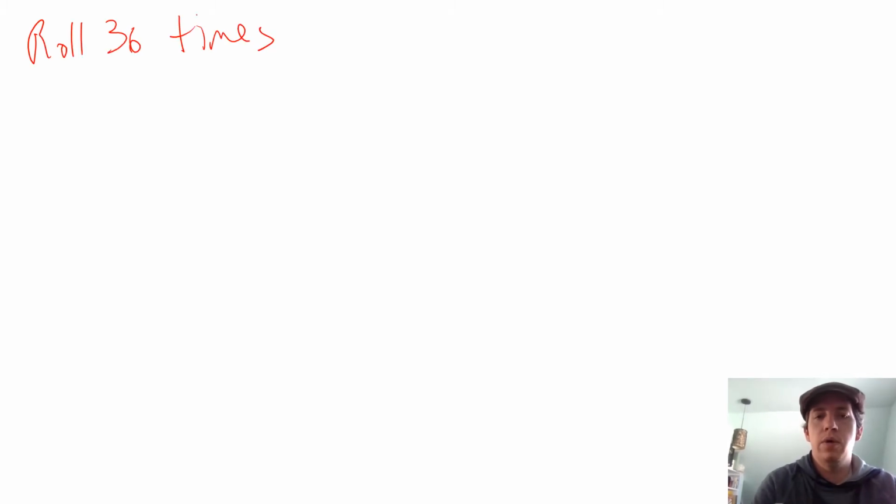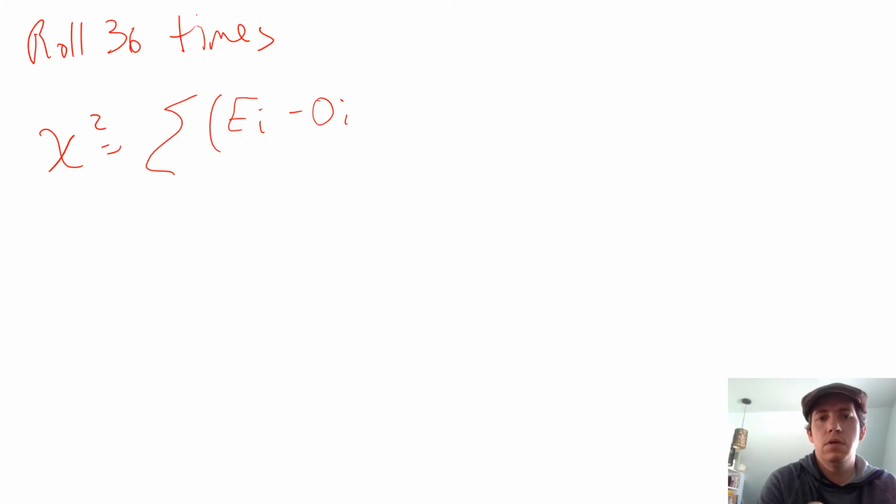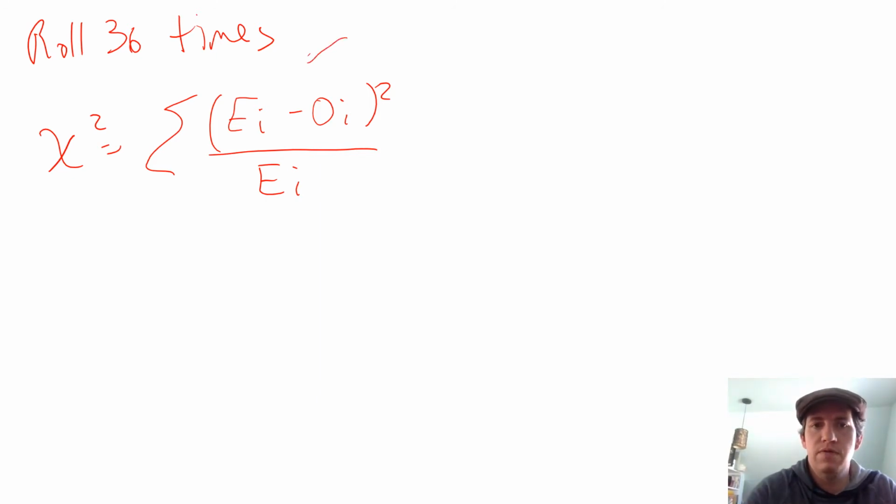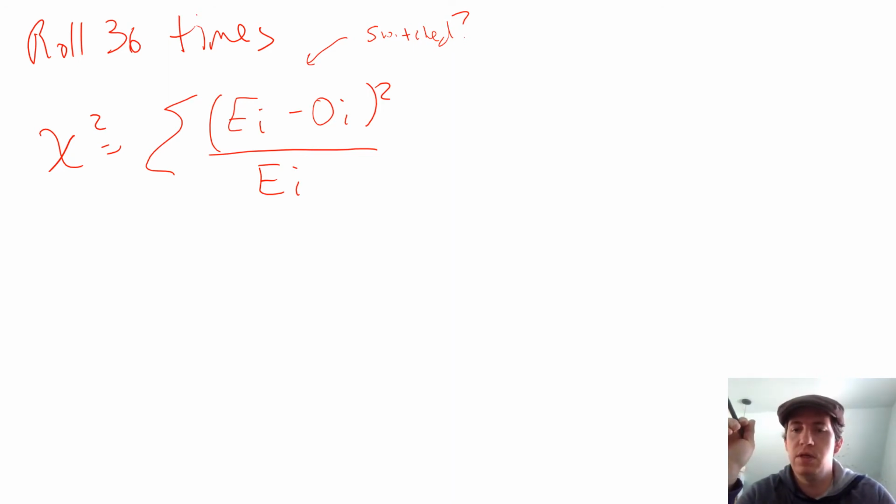All right, so we're going to roll a die 36 times. And we're going to get our chi-squared. And that's equal to the sum of our expected minus our observed, squared, divided by expected. And it is possible, there are two different formulas for this. It is possible that in the formula that we just saw that this is switched. But because we're squaring it, it doesn't matter. You just have to subtract the observed from the expected or the expected from the observed, but make sure you square it and add them all up.